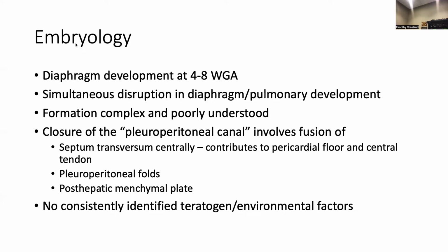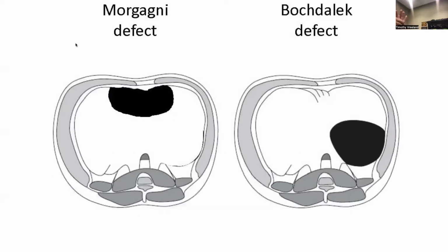There's no consistently identified teratogenic or environmental factors throughout the studies. So if anybody wants to figure that out, that's a pretty ripe area. These are the 2 most common defects. The Morgagni defect is centrally located in the anterior, and then the Bochdalek defect, which is the most common, you can remember back into the left. Left-sided CDH is about 90%, right side about 10% of the non-Morgagni defects.